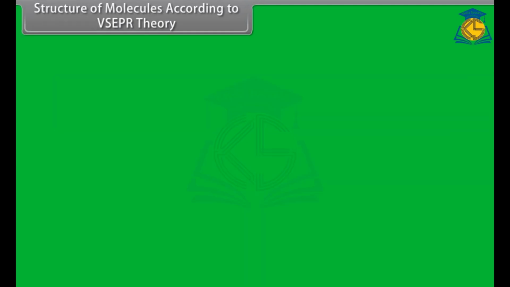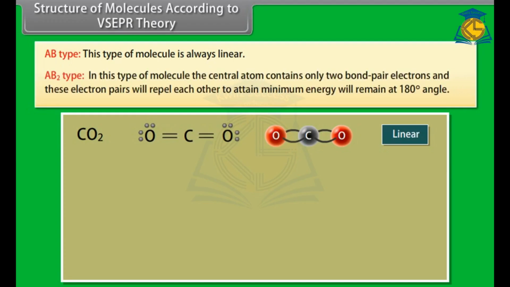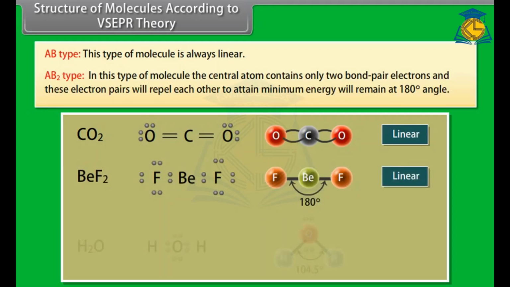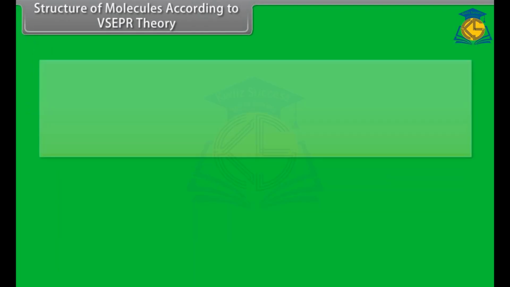Structure of molecules according to VSEPR theory. Shape of some simple molecules. AB type. This type of molecule is always linear. AB2 type. In this type of molecule, the central atom contains only two bond pair electrons, and these electron pairs will repel each other to attain minimum energy, and will remain at a 180-degree angle.